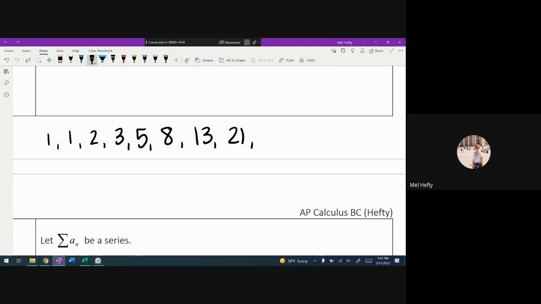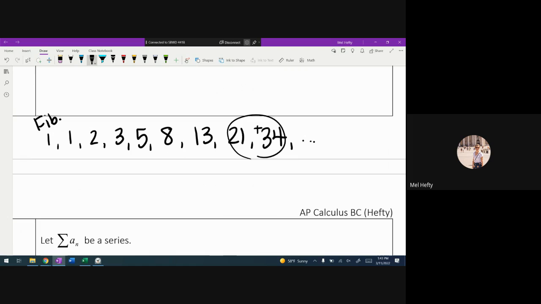Anyone know the next number? 34. It is. This is Fibonacci. Can anyone explain what's happening here? Yeah, you add the numbers from before, so I would add these to get to the next one.